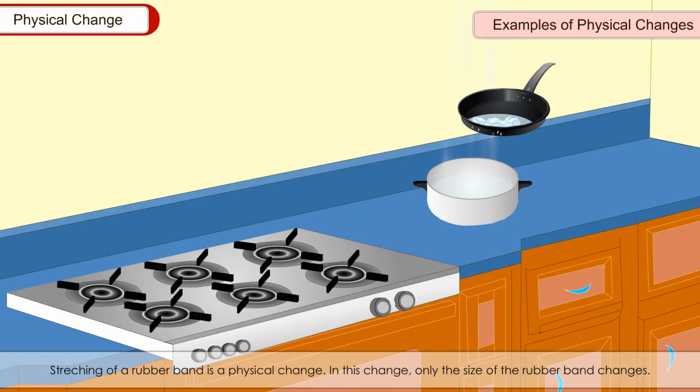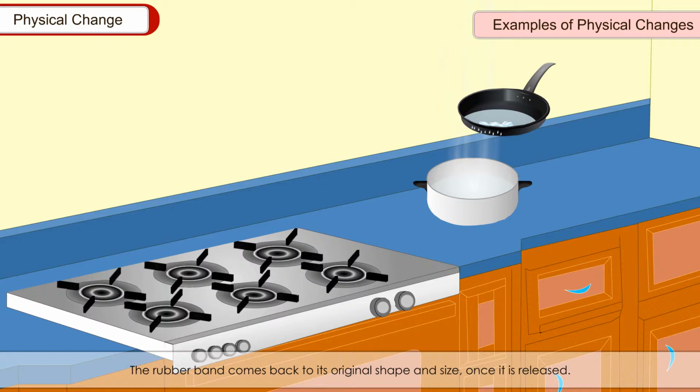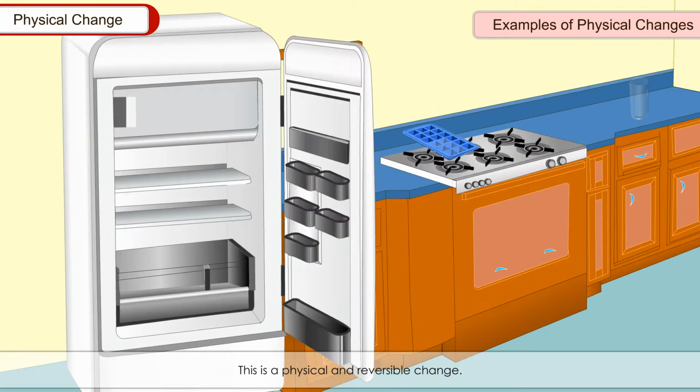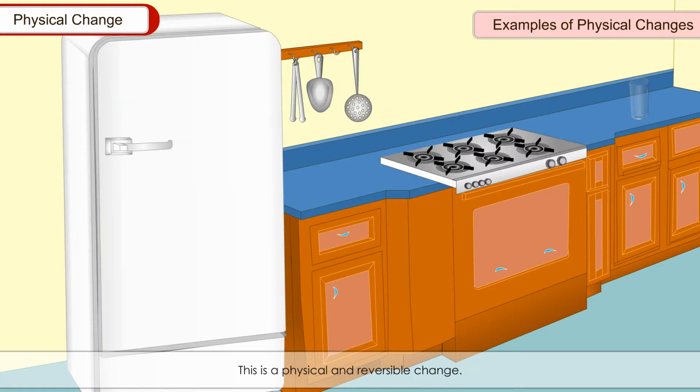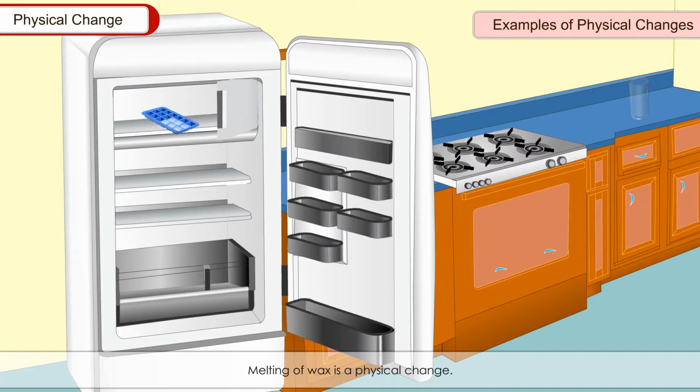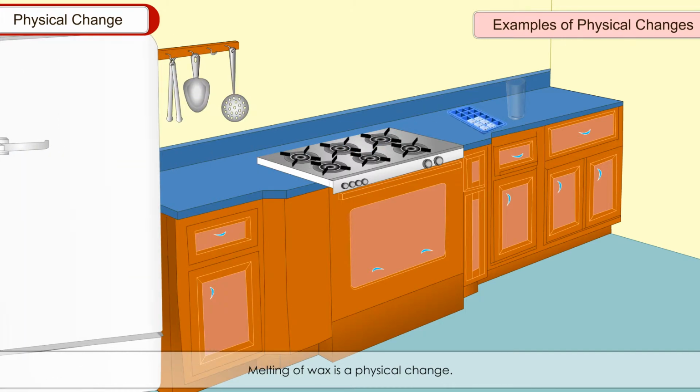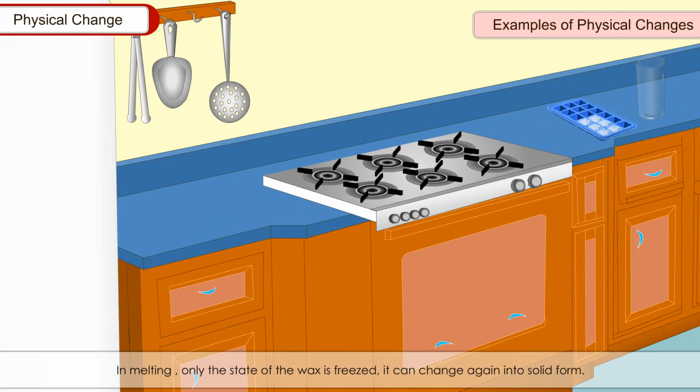Stretching of a rubber band is a physical change. In this change, only the size of the rubber band changes. The rubber band comes back to its original shape and size once it is released. This is a physical and reversible change. Melting of wax is a physical change. In melting, only the state of the wax is changed. It can again change into solid form, so it is a physical change.